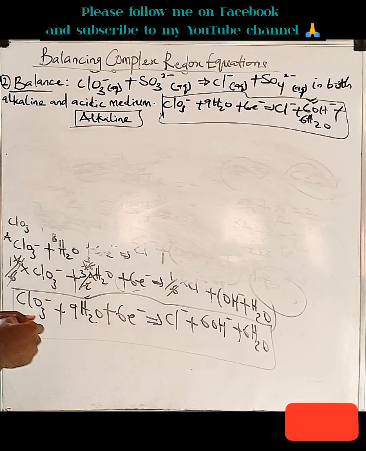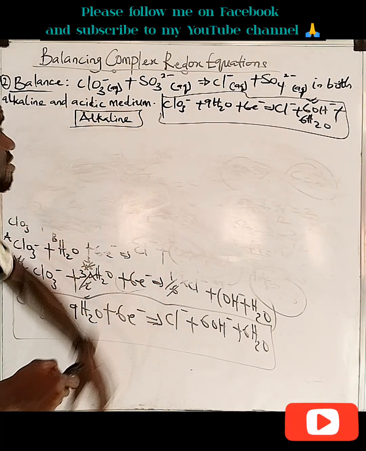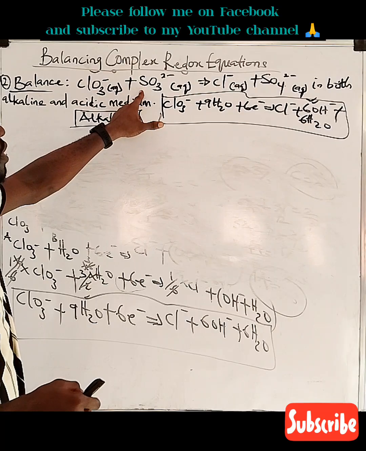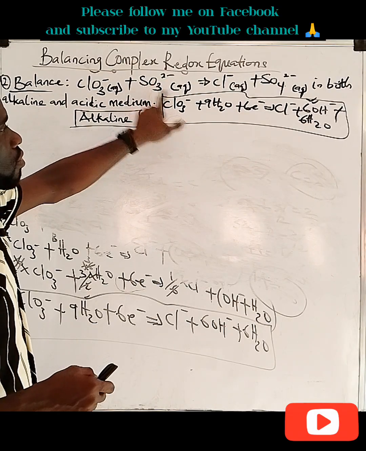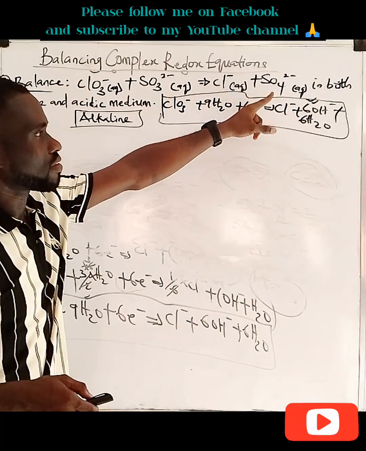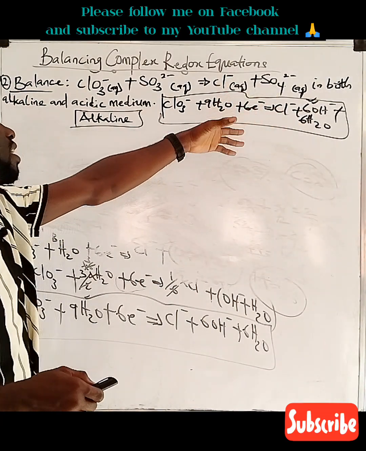So quickly, let's look at the oxidation. Oxidation is the next thing we're going to discuss. Don't forget that sulfur here is +4: minus 2 times 3 is minus 6, so sulfur is +4. While sulfur here is minus 2 times 4, which is minus 8, so sulfur here is +6.